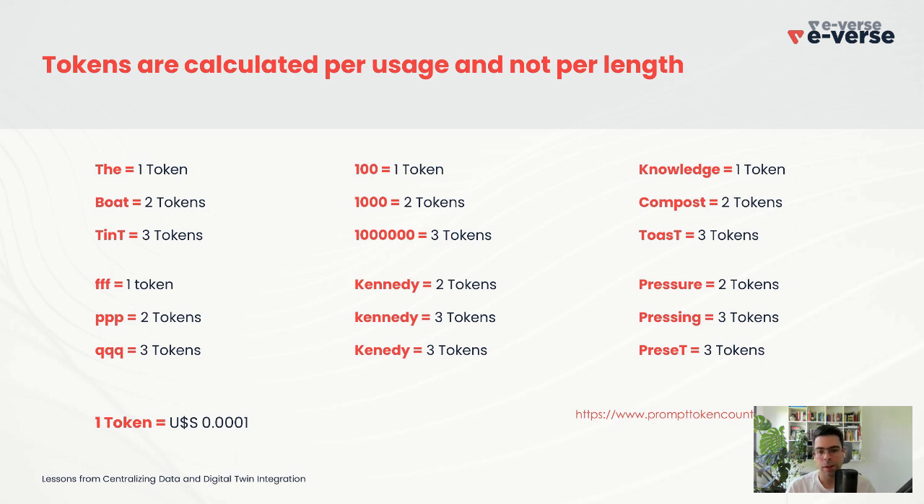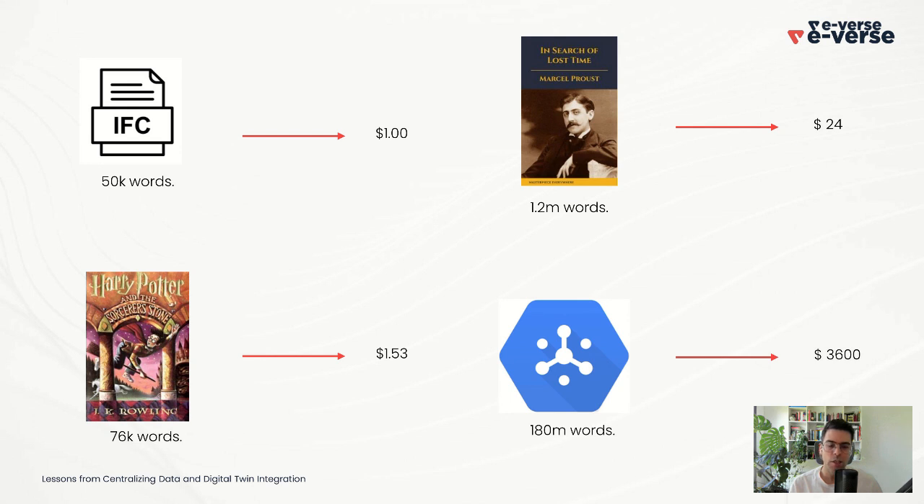For example, words with the same length might have the same cost, or shorter words might have a bigger cost. Here is an example I love: if you send FFF to ChatGPT, it costs one token. But if you send PPP, it's two tokens, and QQQ is three tokens. This varies because it's based on how often this combination is used in our language. So you can never know how much it's going to be. That's the first problem, and then the cost can be a lot.